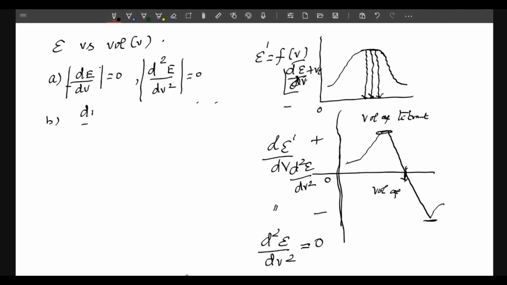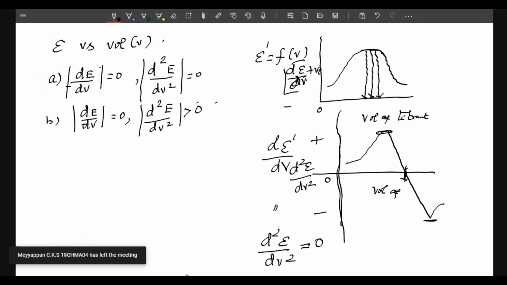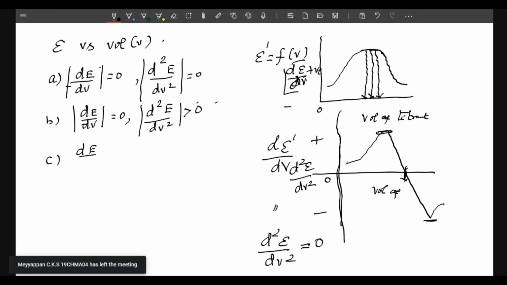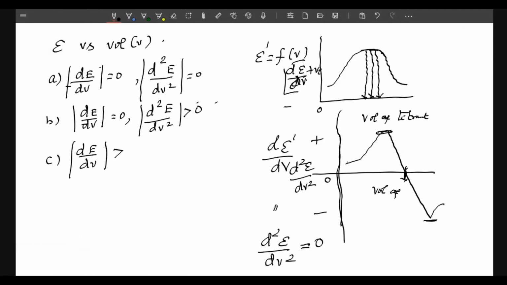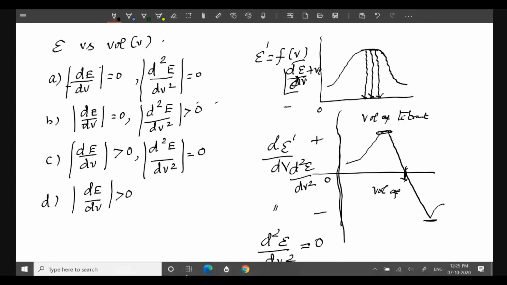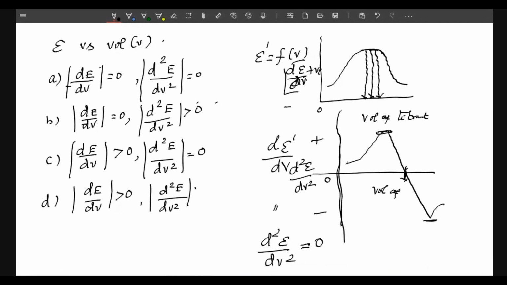Option B, modulus of dE by dV is equal to zero, comma, d square E by dV square should be greater than zero. Option C, dE by dV should be greater than zero and d square E by dV square should be equal to zero. And option D, modulus dE by dV is greater than zero and modulus d square E by dV square should be greater than zero. What is the correct answer, sir? Tell me.